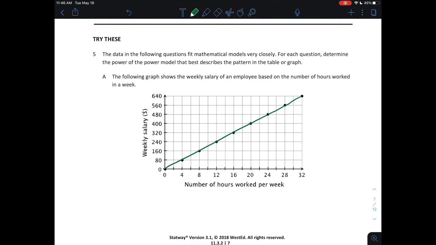But how about this? Let's take an example. Let's say that the number of hours worked per week is 8.